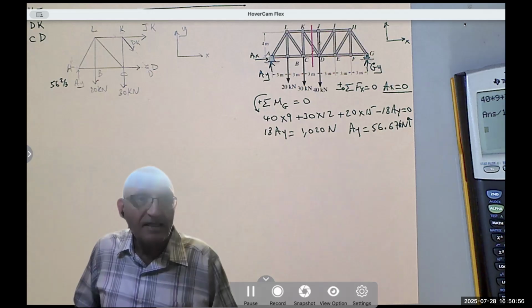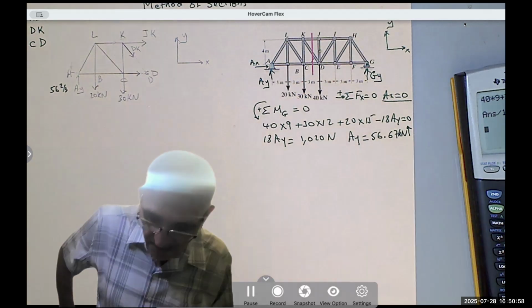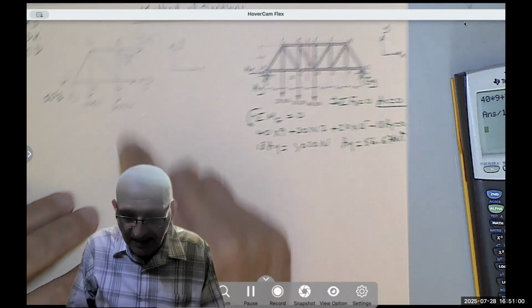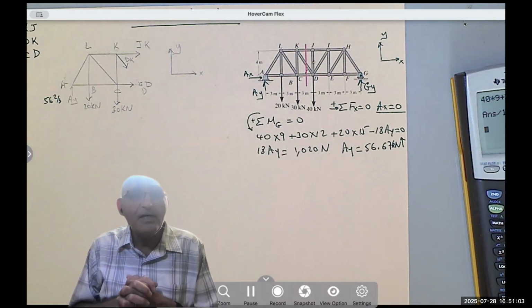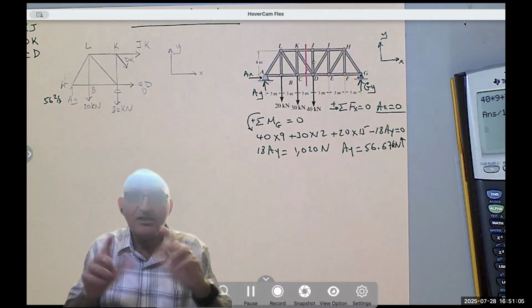Okay, now that we have done that, we see that we have now a new free body diagram. And the way I want you to think about it is as follows.